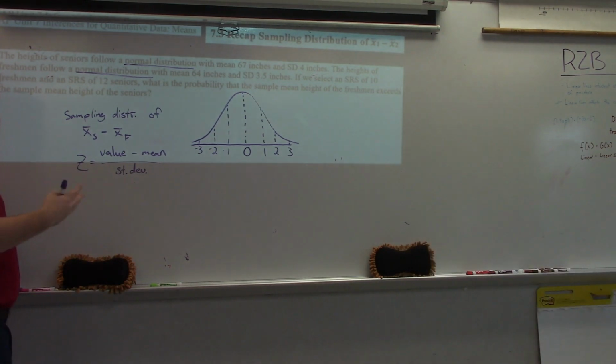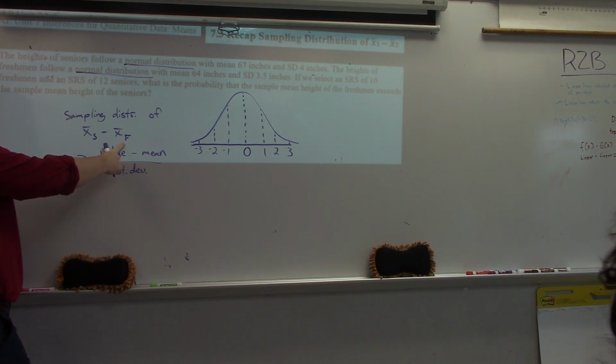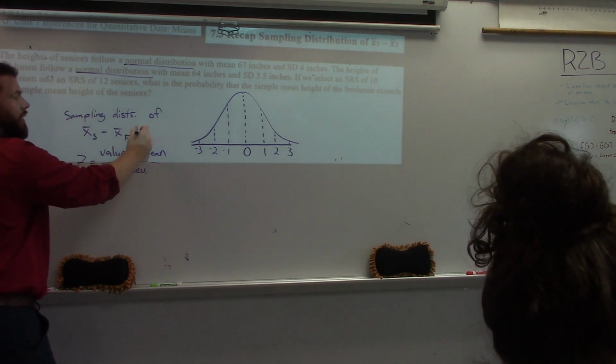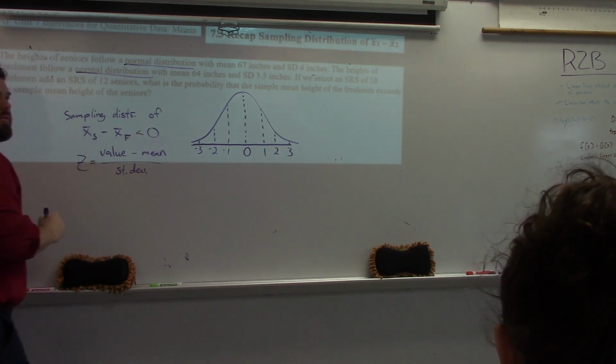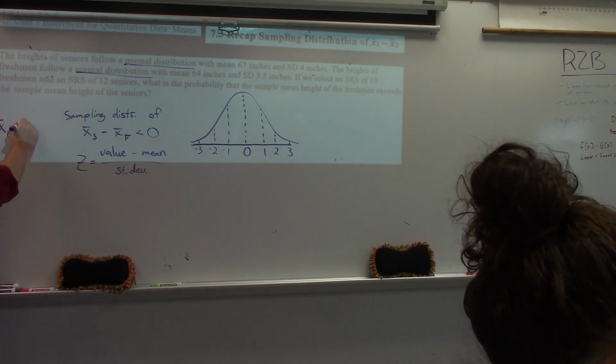I would say it depends, right? If it was the freshmen being taller, and I do seniors minus freshmen, this needs to be less than 0. Could I switch the order and do freshmen minus seniors?